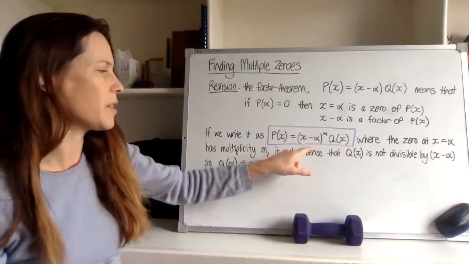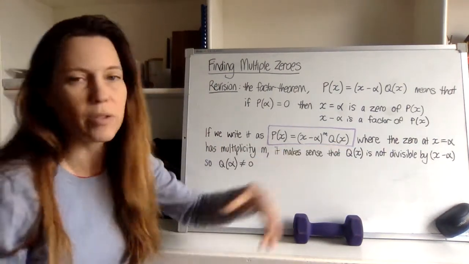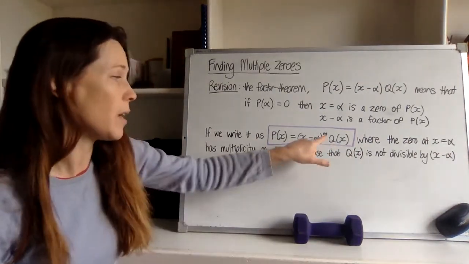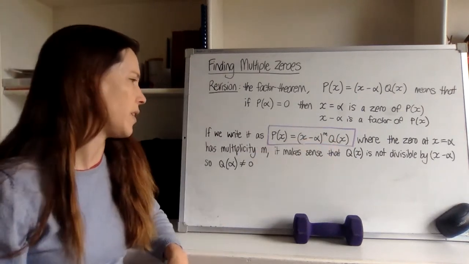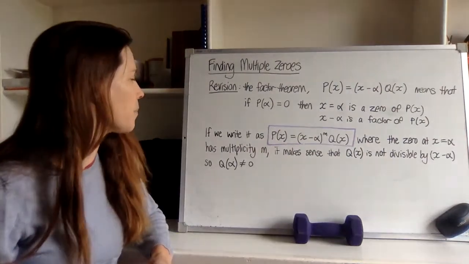But if we write it this way, it sort of takes care of that and ensures that q of x, or in other words, the other factor that goes with our multiple 0, and m could just be 1, won't be divisible by this factor. So this is the one that we should write down now and use today.